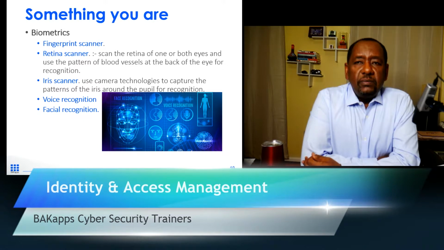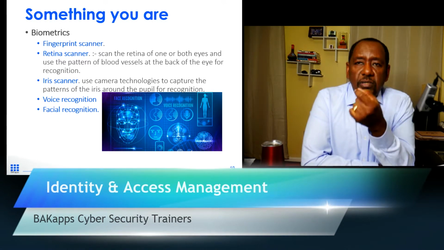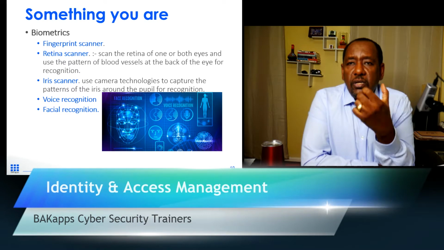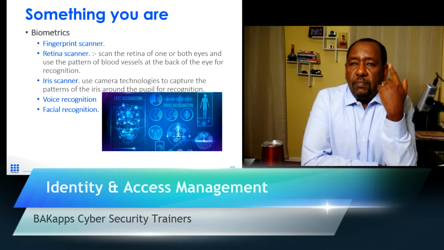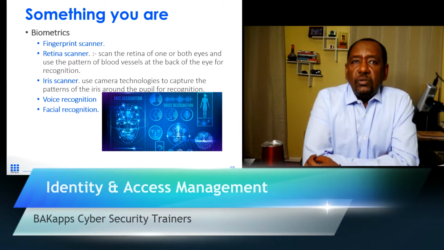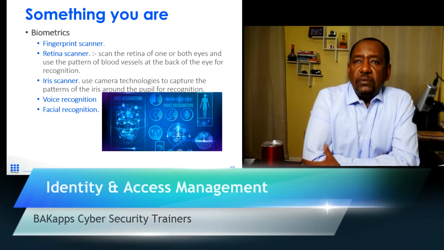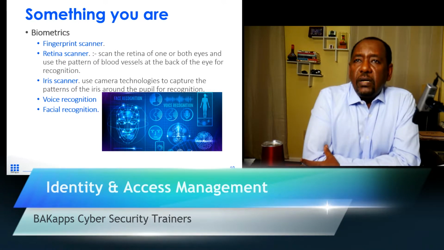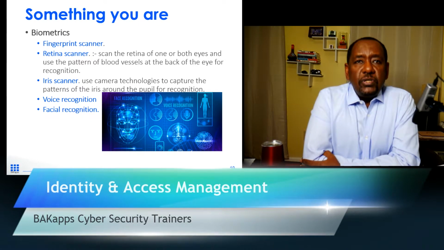A fingerprint scanner, which is common these days on your cell phone. A retina scanner scans the retina of either one or both of your eyes, and it uses a pattern of the blood vessels at the back of the eye for recognition. So it is a newer technology. We also have what they call an iris scanner. This is something that uses camera technology to capture the pattern of the iris around the pupil for some kind of recognition. We also have voice recognition.